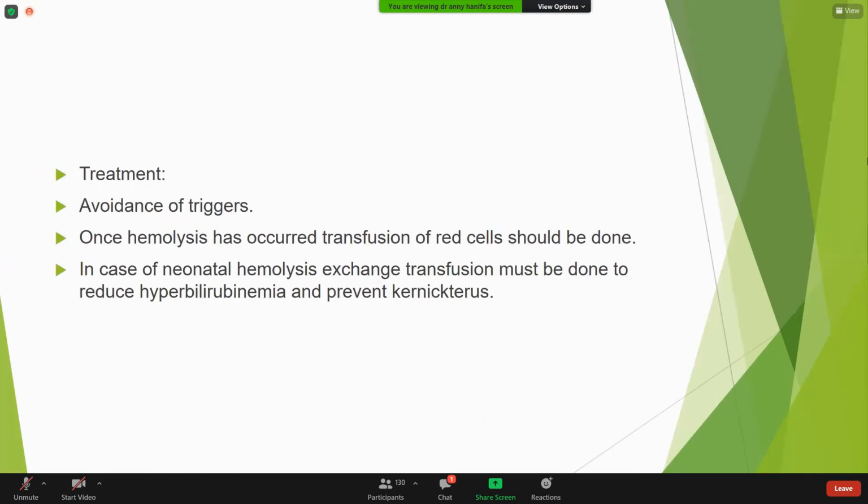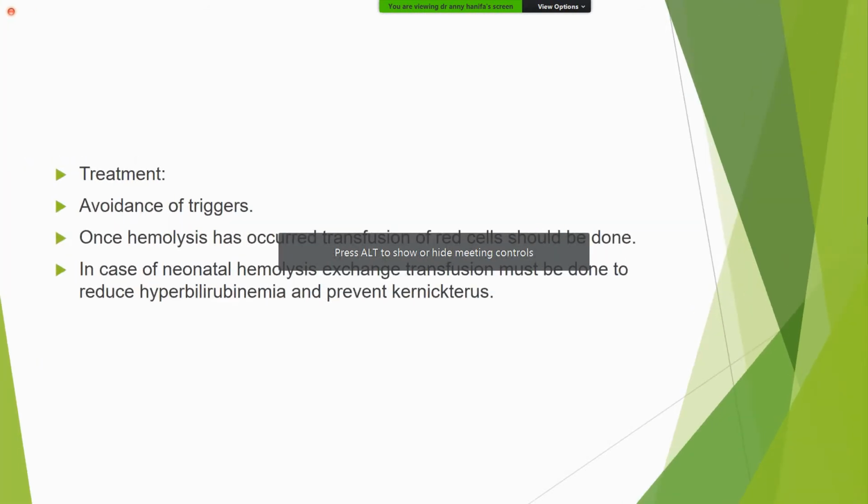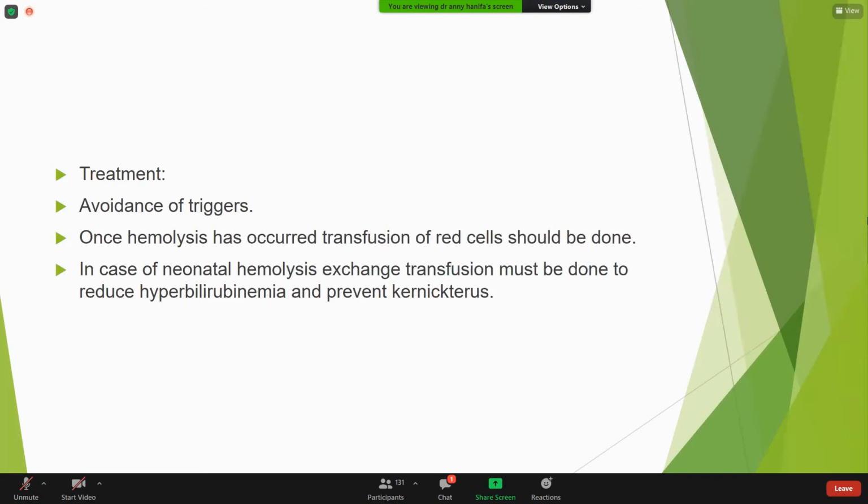The treatment is avoidance of the triggers, that is, we have to avoid the drugs which result in hemolysis in G6PD deficiency patients. And once hemolysis occurs, transfusion of the red cells should be done. And in cases of neonatal hemolysis, exchange transfusion must be done to reduce the hyperbilirubinemia and prevent the kernicterus.